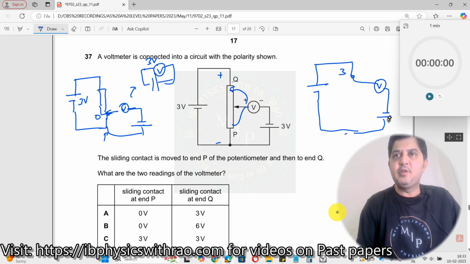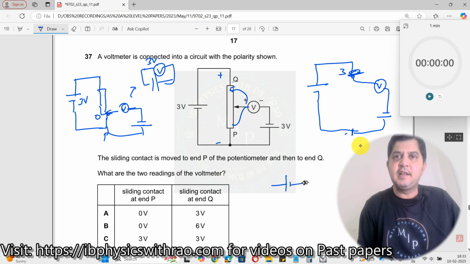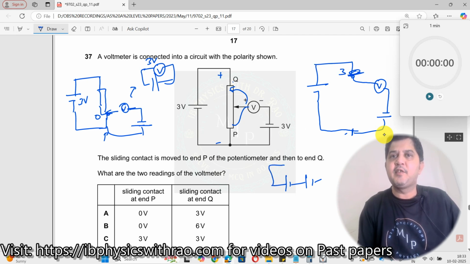So if this is 3 volt and there's one more 3 volt here, see how this voltage is given here? It is being given like this over here. So this is positive, this is negative. Positive, negative, then again positive, negative. Okay. So what happens over here? Now all these are connected in parallel to the voltmeter. The circuit looks like this over here.